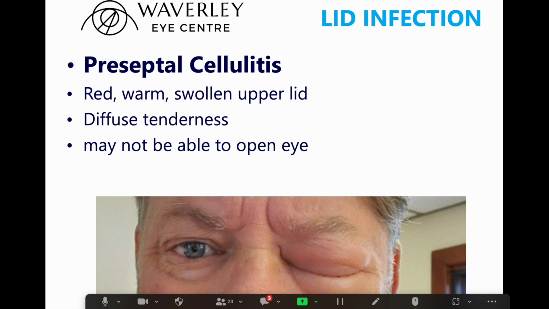When you have a stye or a hordeolum, you want to rule out preseptal cellulitis. Preseptal cellulitis, this is one of my golf buddies. He sent me a photo. Hey, Michael, I think I have a problem with my eyeball. And so he's going to present with a warm, red, swollen upper lid. And it's going to be a more diffuse tenderness, because a preseptal cellulitis is not an infection of a gland, but an infection of the entire lid. They're going to have trouble opening their eye.